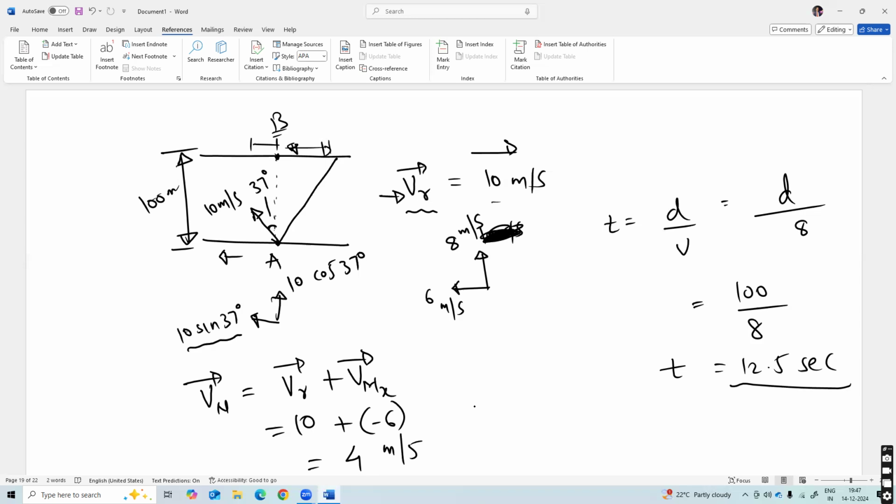Finally, we have to find out this distance. The distance in x direction will be the net velocity in x direction into the time of swimming. So it is 4 into 12.5, which is equal to 50 meters. So this man will reach at 50 meters from his initial position, or from this point B.